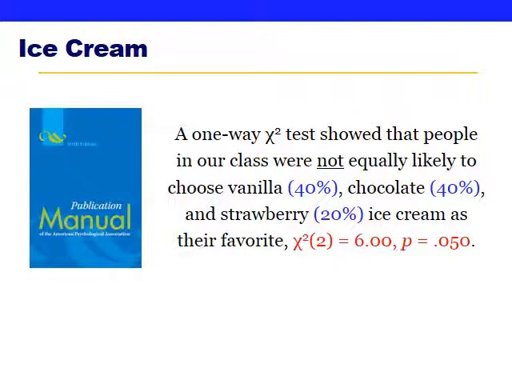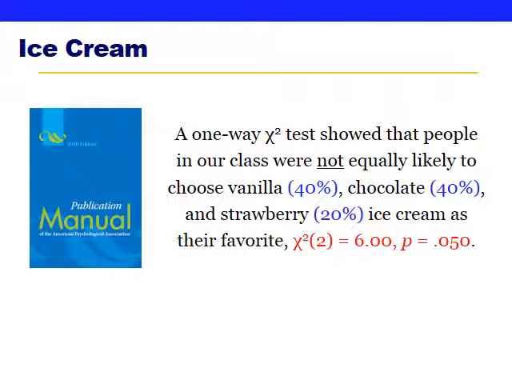When doing a problem in SPSS, however, because SPSS gives us the exact value of p, we are going to write the exact value of p in our answer. So in this case, we're going to write the number that SPSS gave us, which is 0.050.